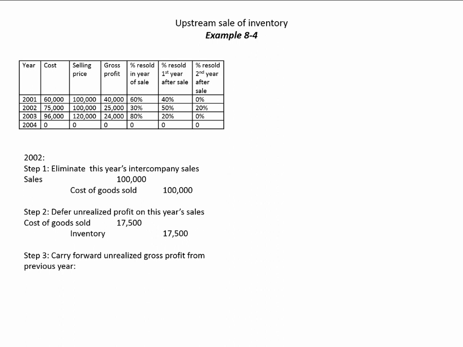Step 3, where we carry forward the unrealized gross profit from the previous year. Again, last year we deferred $16,000 of gross profit. We deferred 40% of that $40,000 gross profit.